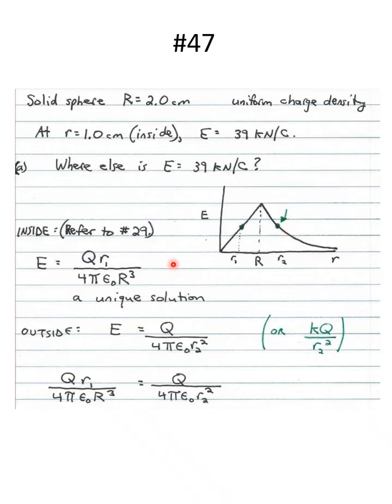Now, inside the sphere, I already derived this, so refer back to problem number 29 to see where I got this from. The electric field is Q times R1 divided by 4 pi epsilon naught times the radius of the sphere cubed. Outside the sphere, we treat it like a point charge: charge over 4 pi epsilon naught R2 squared, or we could just say kQ over R2 squared. And we're looking for where those electric fields are equal, so let's set these two terms equal to each other.